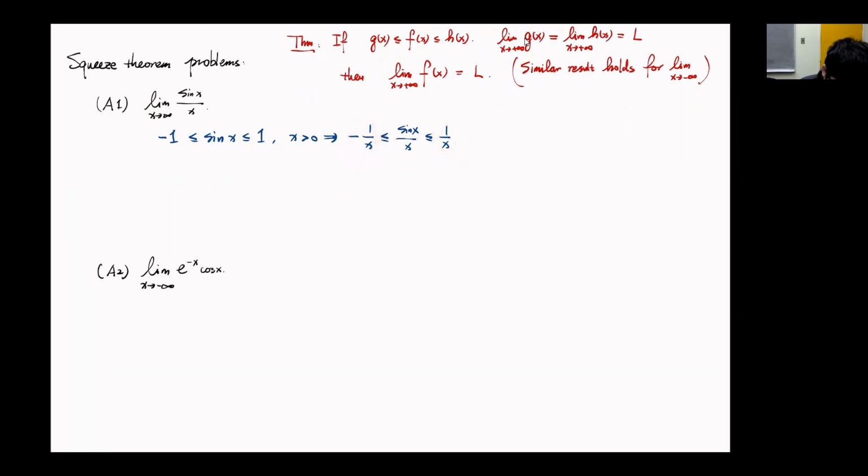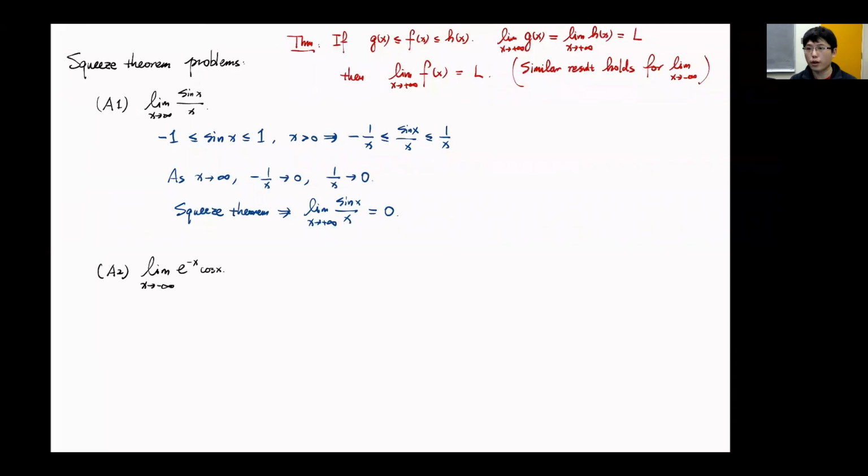All right, so as x approaches positive infinity, we see that -1 over x approaches 0, as well as 1 over x. So 1 over x is also approaching 0. So then the squeeze theorem will tell me that the intermediate function, sine of x divided by x, is forced to have 0 as the limit. So you see that the drill is completely the same as you have seen in exercise 2.